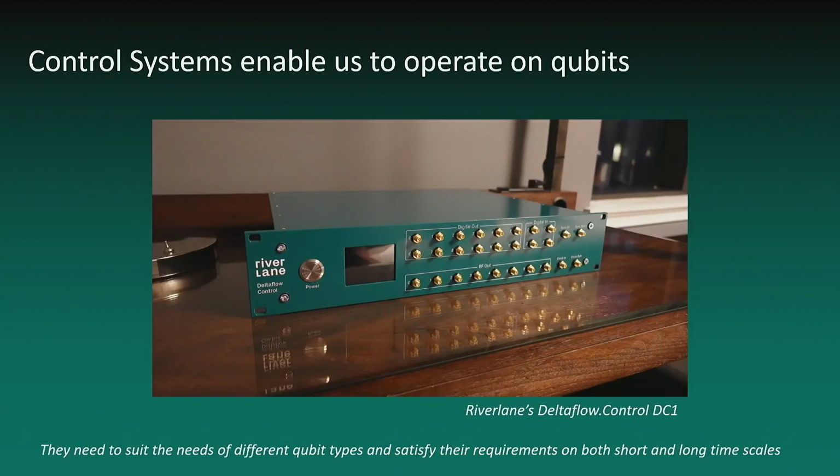And really, at the heart of all of these large-scale fault-tolerant quantum systems are control systems. They enable us to operate on qubits, but in order for us to build such efficient large-scale quantum computers, we really need control systems that are built with the different qubit types and their requirements in mind. And they need to be built such that we don't have to re-architect them from scratch every time the industry moves forward. So here I put a picture of the current iteration of Riverlane's control system, Deltaflow Control DC1.